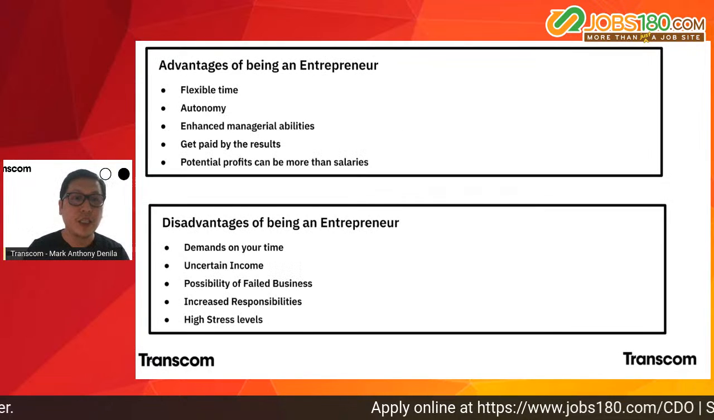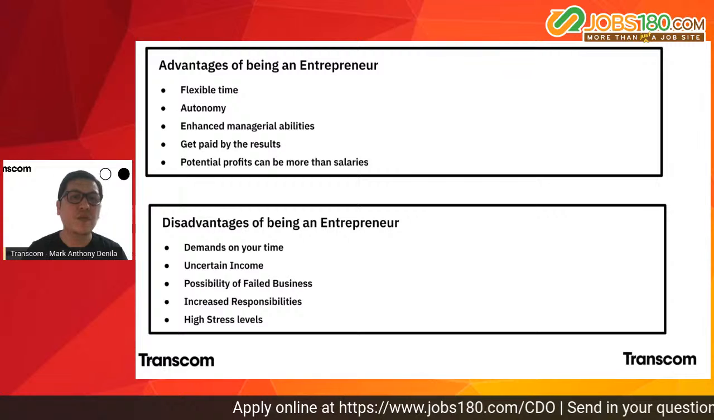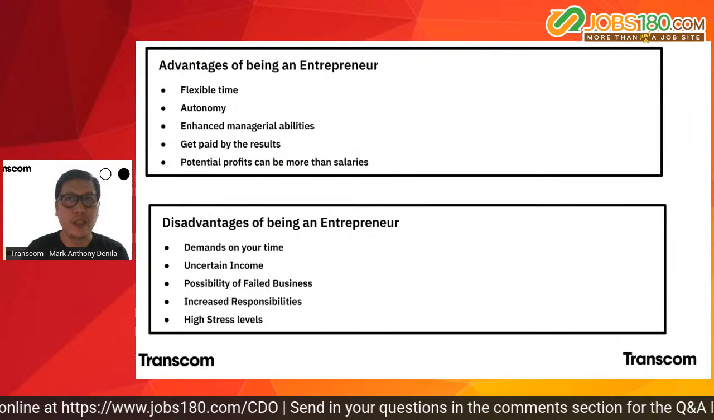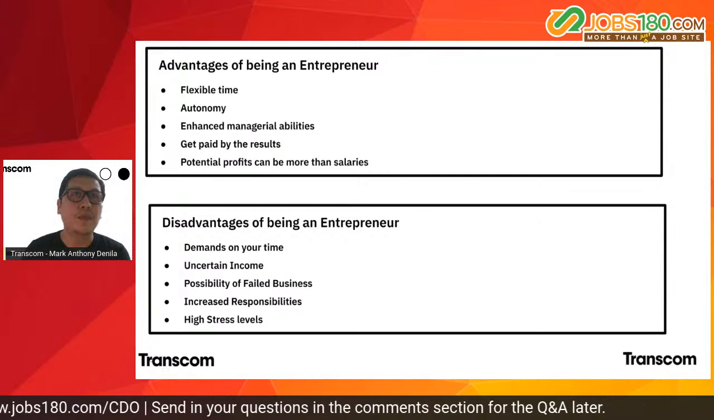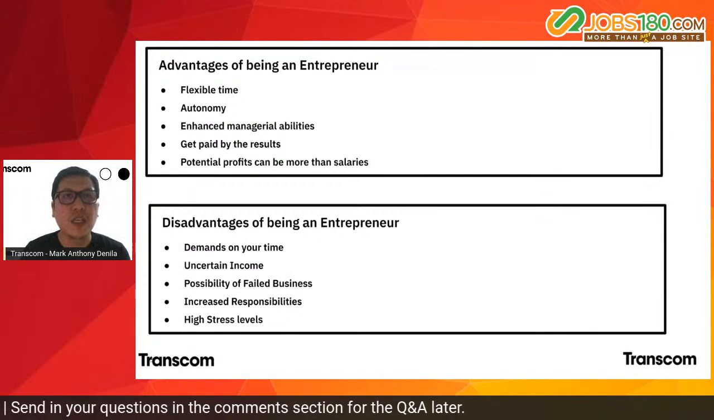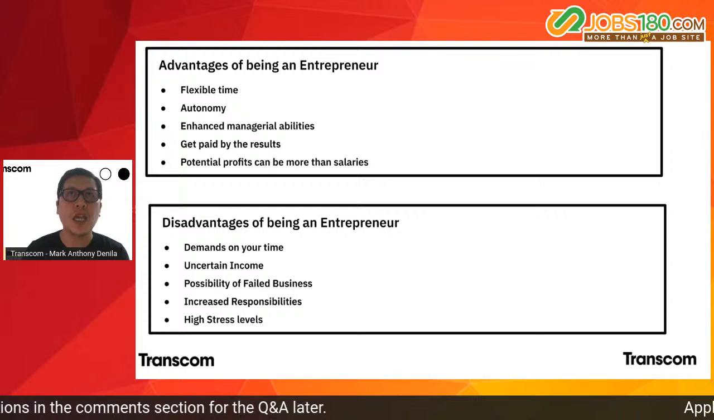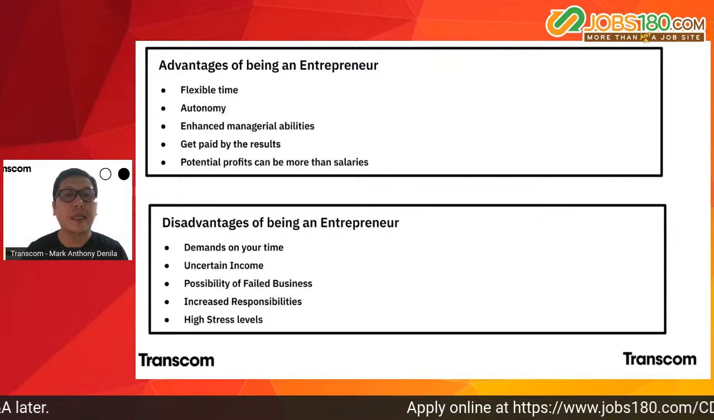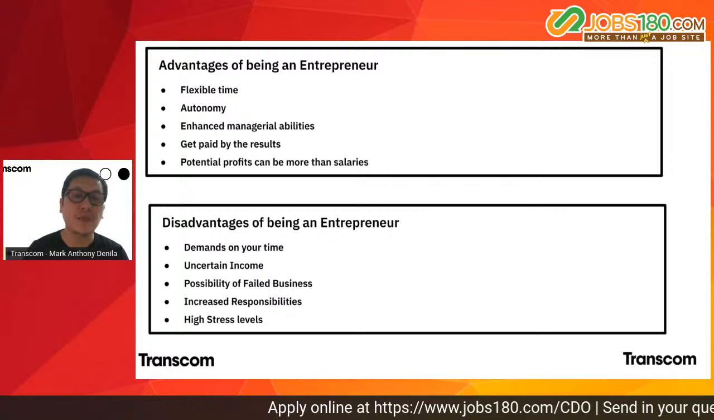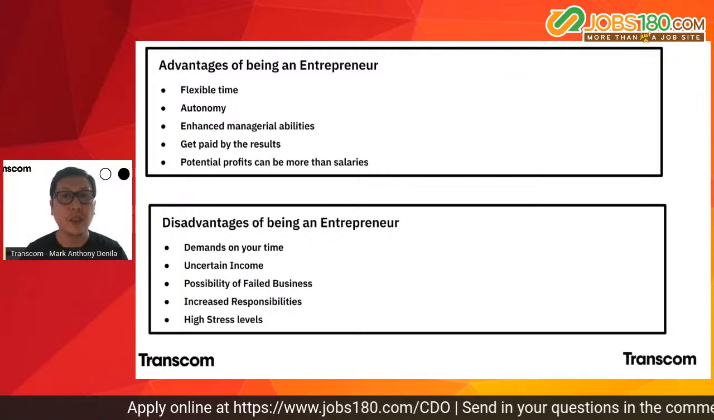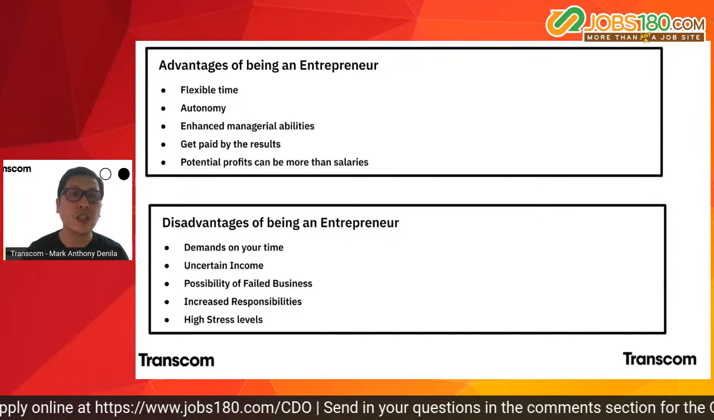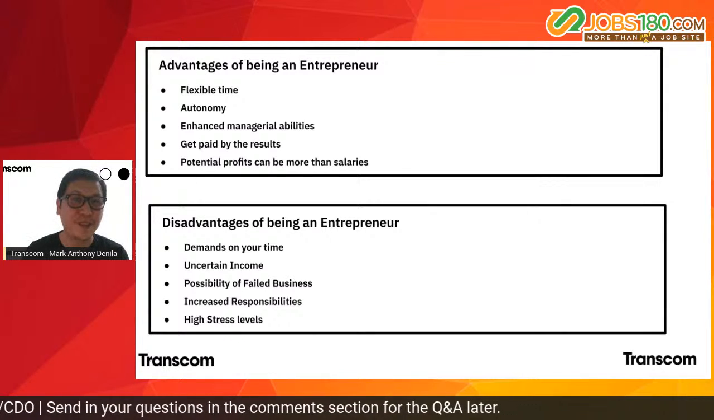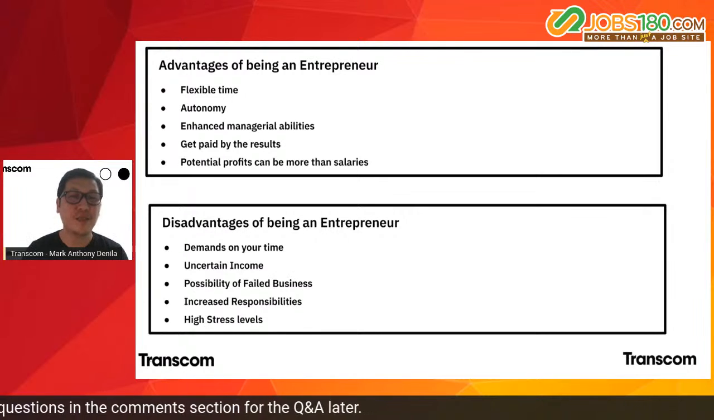All right. So, what are the advantages of being an entrepreneur? First is flexible time. Unlike being an employee where you have a fixed schedule, being an entrepreneur, you have the capability to manage your own time. But again, the disadvantage in terms of time is the demands on your time, because setting up a business and running a business would demand a large amount of your time. Okay, but again, flexible siya.